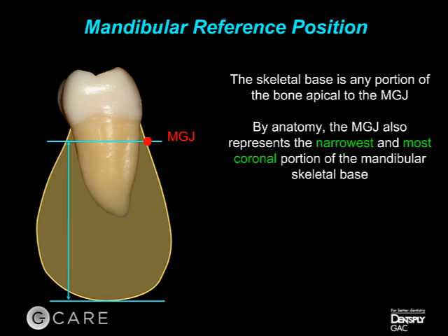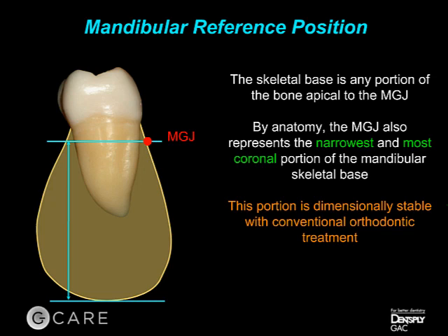If you look also at the anatomy of the lower jaw, based on the shape in cross-section, if we say that the bone apical to the mucogingival junction cannot be changed, then this, because it tapers, is going to essentially represent the narrowest and most coronal portion of the mandibular skeletal base. Since we cannot necessarily change that to any appreciable degree with routine orthodontic treatment, that's going to basically be our reference position for the width of the lower jaw.